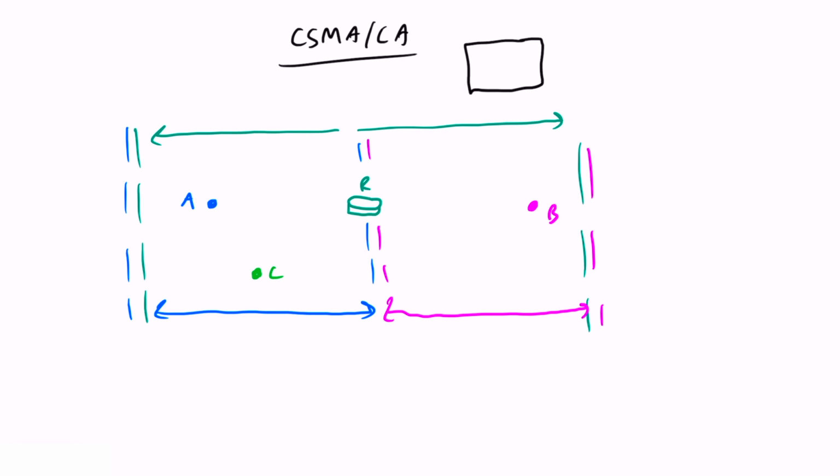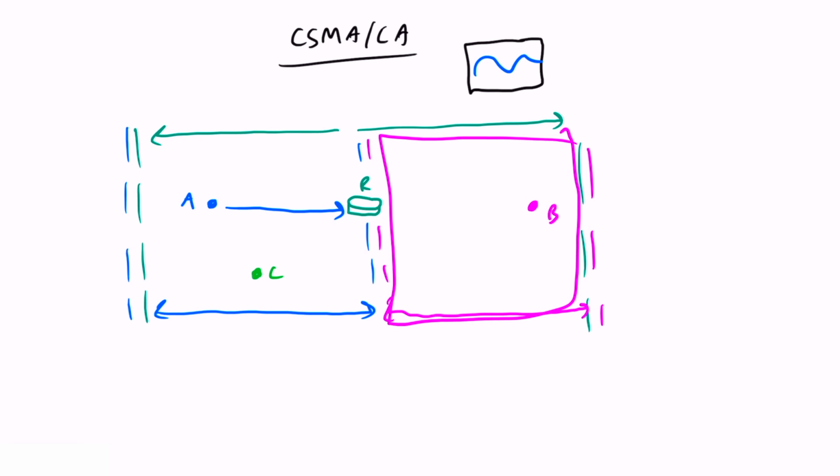So let's say A senses to see if the network is free, which it is. There are no radio waves being transmitted within A's range right now. So A sends to R. And now B does the same. B does a sense to see if there are any radio waves being sent in B's network or B's range, and there aren't, as we can see.